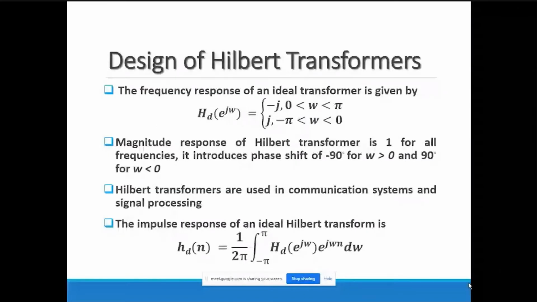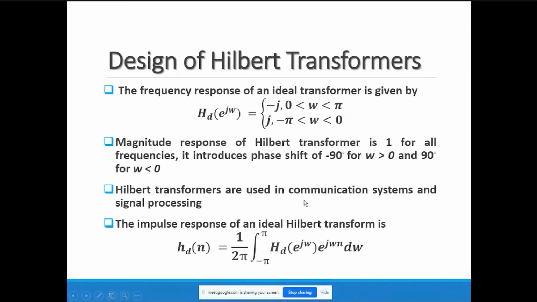Design of Hilbert transforms. So the frequency response of an ideal Hilbert transformer is given by, so here we have to design the Hilbert transform using this FIR filter design theory. First we are writing the frequency response of the ideal transformer, which is given as HD(e^jω) equal to minus j for the value of ω from 0 to π, and equal to j for minus π to 0.